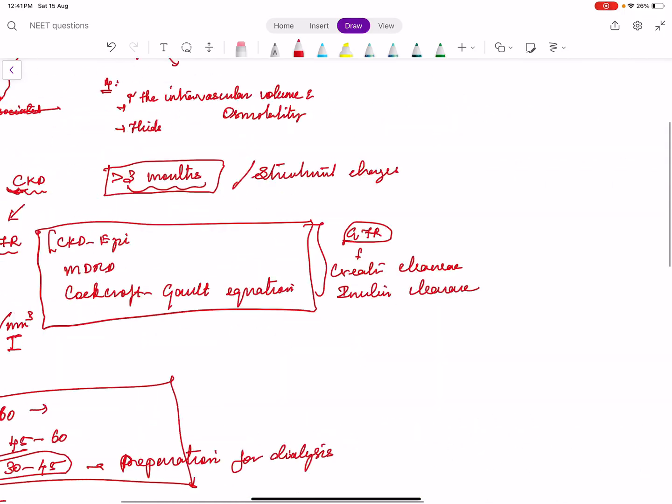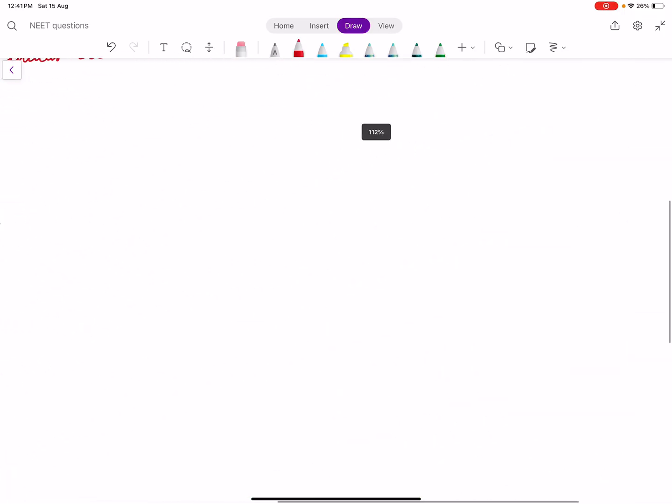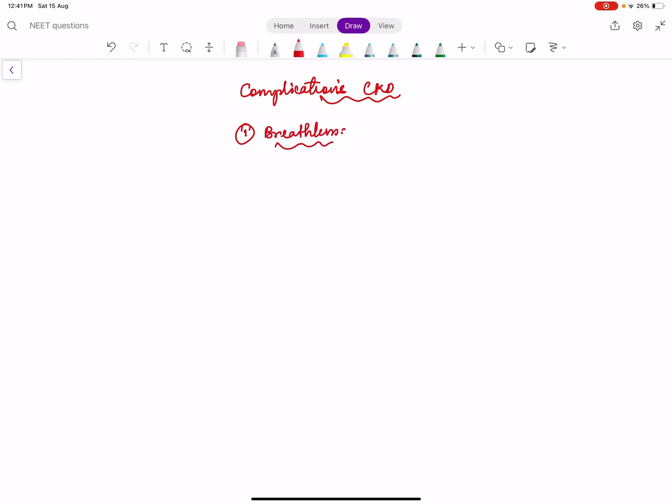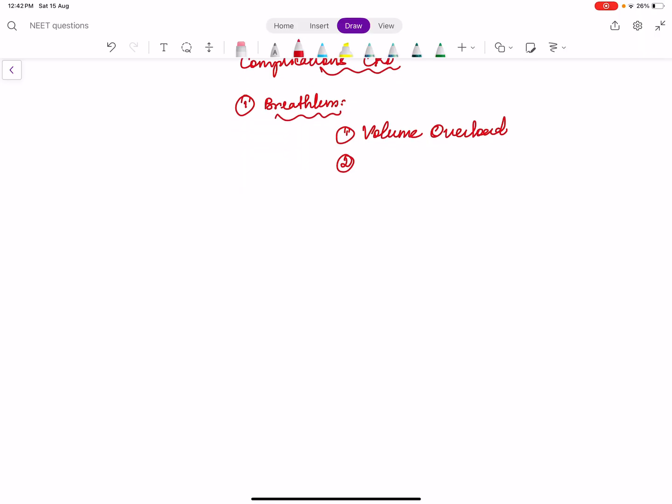Okay. Now, what are the complications of CKD? I think this is more important because many scenarios can be framed by the complications of CKD. A person with CKD may be breathless. There are 4 reasons why a CKD patient can be breathless. One, it is volume overload. Pulmonary edema can occur. How will you treat? By IV diuretics or by doing dialysis. So either diuretics or dialysis.